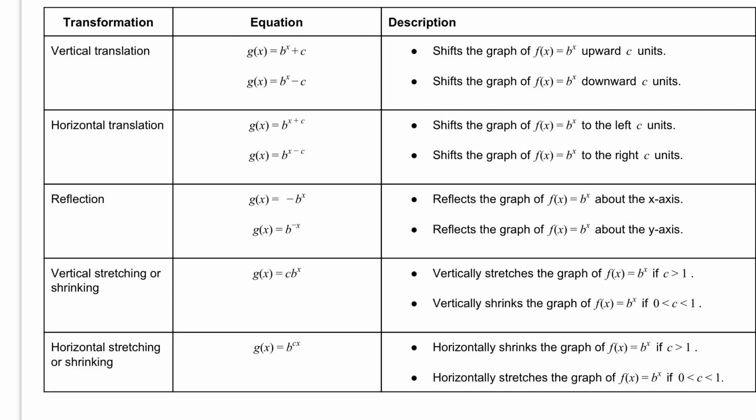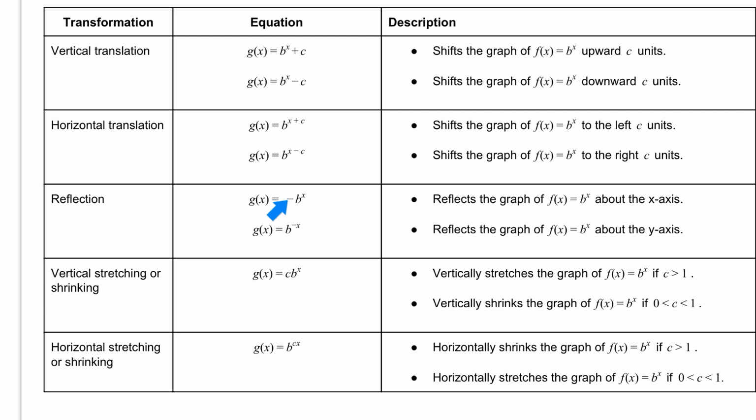So my vertical translations, which are up and down: if I'm adding something to the outside of my function, that tells me I'm going to move it up. And if I subtract something away from my function, it tells me it's going to move down. My horizontal translations, which are left and right: if I look in my exponent, this is adding something within my function, so that's going to move it to the left, and subtracting inside that exponent is going to move it to the right. It's kind of the opposite of what you want to think it to be. But inside, the plus is left and the negative is right.